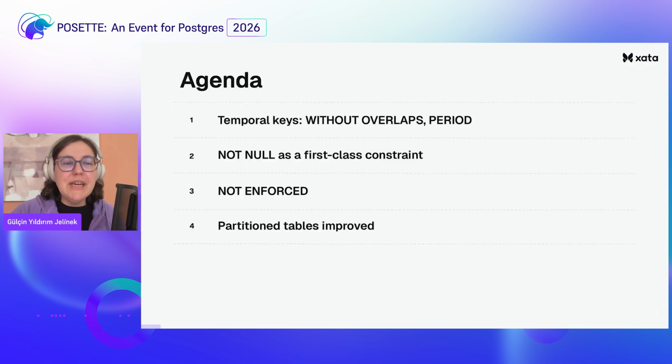Today's agenda looks like this. We will mainly focus on temporal keys that were introduced recently. We will talk about how not null became a first class constraint. It's kind of promoted from being a flag in pg_attribute to a full force constraint. We will talk about the new concept, not enforced. For a long time we already had the not valid concept, but not enforced is new. We will talk about that too. And there are some improvements to partitioned tables with constraints, so we'll go through that as well.